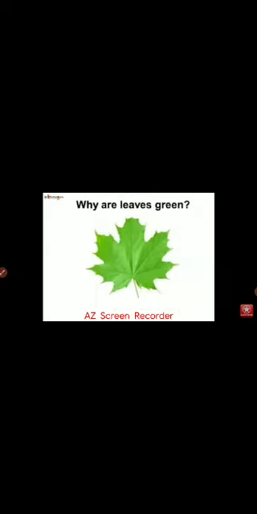Why are the leaves of the plants green and not pink or blue? It's because they have a green pigment called chlorophyll in them. It gives green color to leaves.